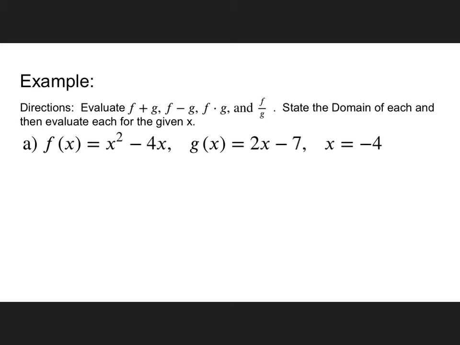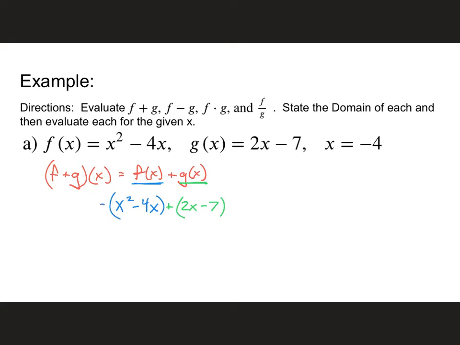Okay, so the first thing I'm going to do is f plus g. F plus g of x. Well, that's the same as taking f of x plus g of x. My f of x function is x squared minus 4x. And my g of x function, which I'm going to add, is 2x minus 7. It's actually not a bad idea if you use parentheses here, although I think we'll find out with addition it doesn't make a bit of difference. So I'm just going to drop the parentheses and combine like terms.